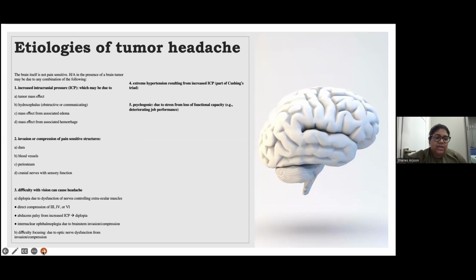So there's direct compression of cranial nerves 3, 4, and 6, and abducent nerve palsy from increased ICP resulting in diplopia, and internuclear ophthalmoplegia due to brainstem invasion or compression, and difficulty focusing due to optic nerve dysfunction from invasion or compression. Extreme hypertension resulting from increased ICP, such as part of the Cushing's triad, and psychogenic causes as well, due to stress from loss of functional capacity, for example, when there's deteriorating job performance.